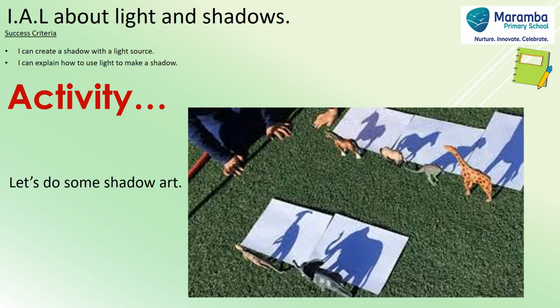Use your torch to make sure you've got a nice strong shadow. Now this is the time where you could test to see if you could make the shadow change size. To test this, see if you can put your torch or your light source close to the object and see what happens to the shadow. And then slowly pull the torch away and see what happens to the size of the shadow.